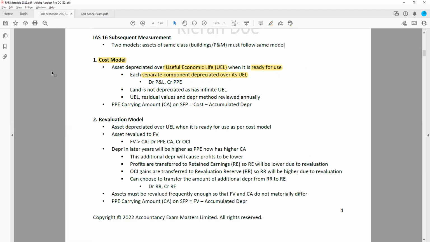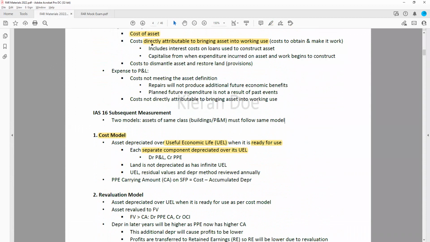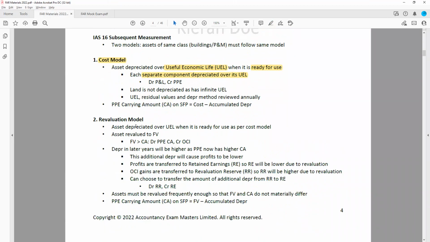So if we're under the revaluation model, then similar to the cost model, you capitalize the costs which are directly attributable to the asset, the cost of the asset itself, and then it gets depreciated over its useful life when it's ready for use, just like the cost model. But the asset is then revalued to fair value. So think of fair value as what the asset would sell for in an open market. So almost like what is the market price, the open market price for this asset. We'll look at fair value in more detail in corporate reporting, but for the purposes of the FAR exam, that's just like open market value, what the asset is worth if it were to be sold.